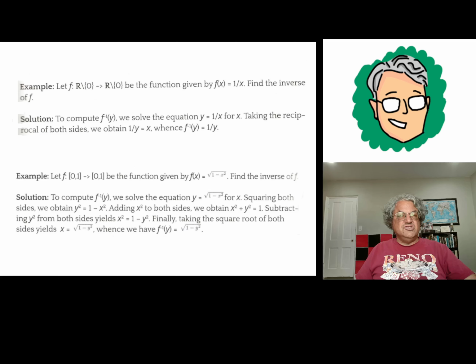So what's the inverse of this function? We do the same thing. We say y equals 1 over x. Well, I think it's pretty clear. You can take the reciprocal of both sides of this equation. You just get x equals 1 over y. So in this case, we have f inverse of y is 1 over y. And it doesn't matter what name you give the variable. We might as well have written f inverse of x is 1 over x. But that's just what we started with.